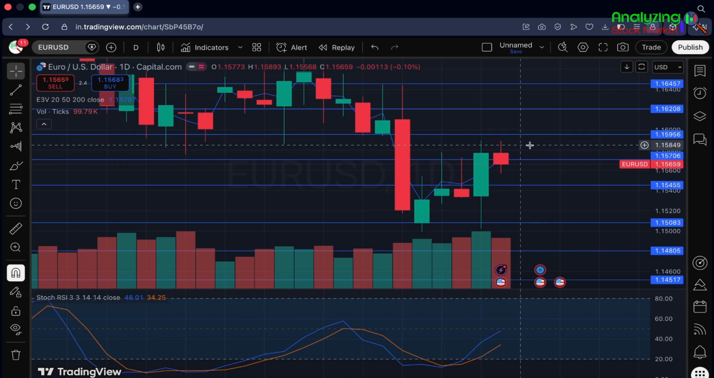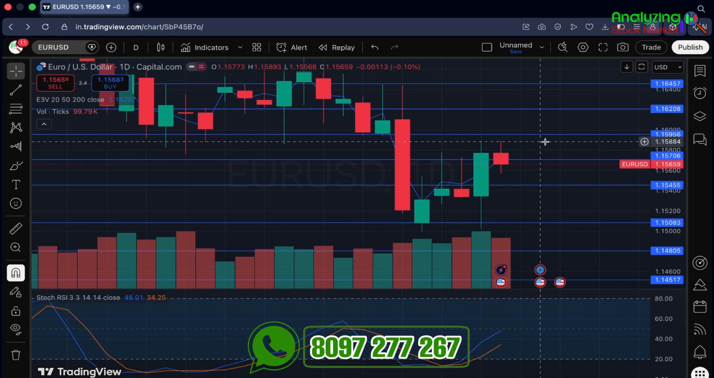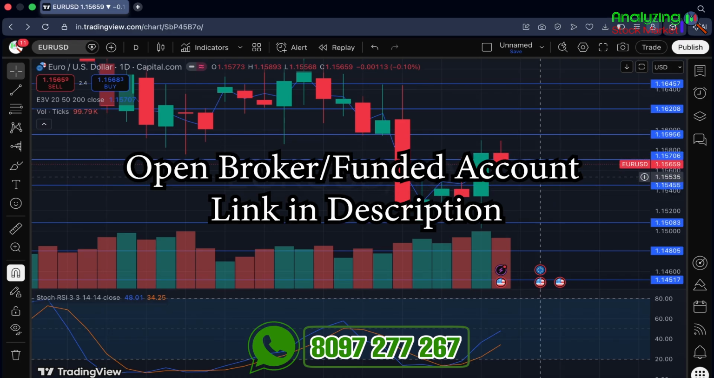I'll be trading when I see a 4-hour or one-day candle closing above this level or below this level, and accordingly I will trade.